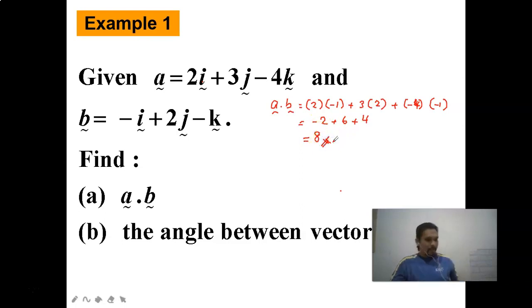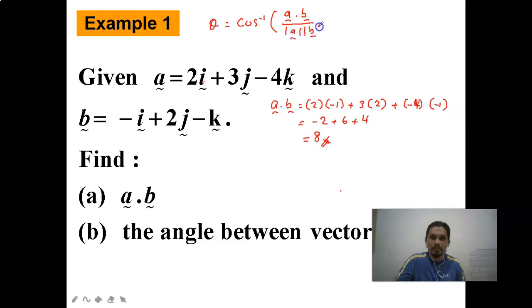Okay, and then find the angle between the vectors. As we know, angle theta equals cos inverse of vector A dot B divided by modulus of A and modulus of B here. So meaning we need to find out these two first before we can find the angle.